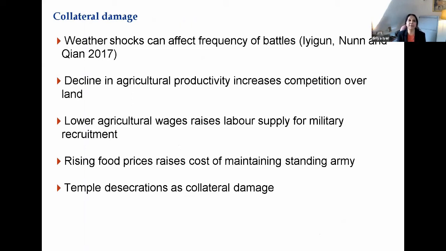Now, one other possibility is that the desecrations were just happening because of collateral damage, that you have weather shocks that affect the frequency of battles, and Nathan Nunn and others have written quite a lot about this. You could have a decline in agricultural productivity that increases competition over land. Lower agricultural wages can raise the labor supply for military recruitment. Rising food prices could raise the cost of maintaining a standing army. And therefore, if there was a battle between Hindus and Muslims, the temples are simply collateral damage.